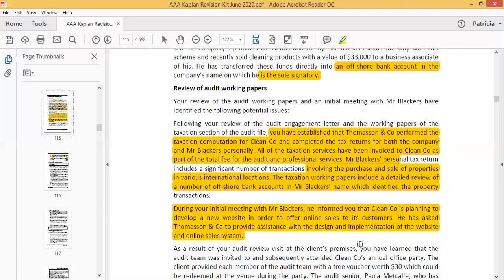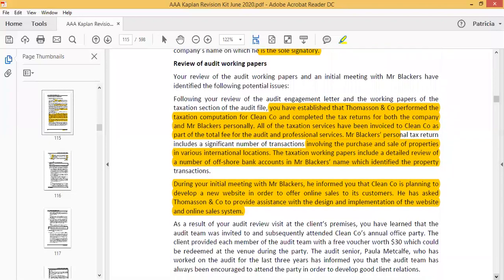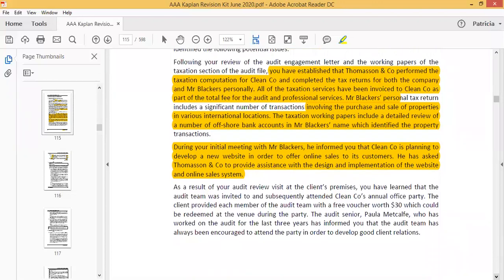Okay, as a result of your audit review visit at the client's premises, you have learned that the audit team was invited to and subsequently attended CleanCo's annual office party. The client provided each member of the audit team with a free voucher worth $30, which could be redeemed at the venue during the party.